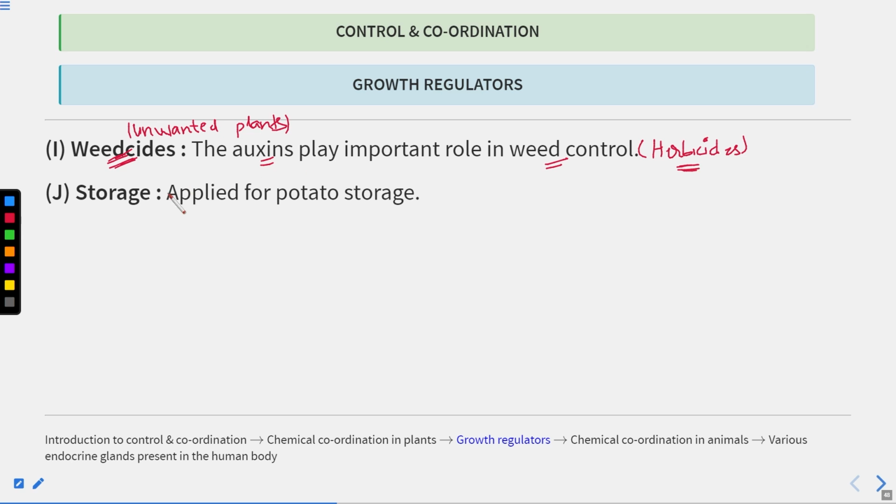Now next is the storage. Auxins are also used in storage. They are applied for potato storage. Okay, so these are the roles of the auxins.